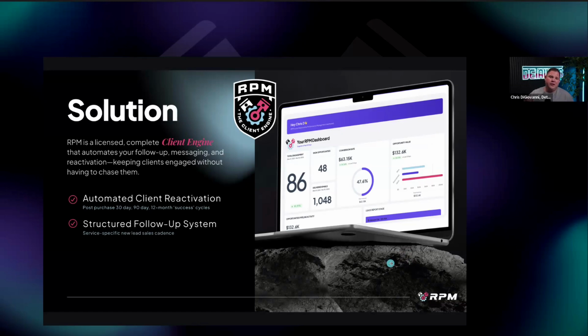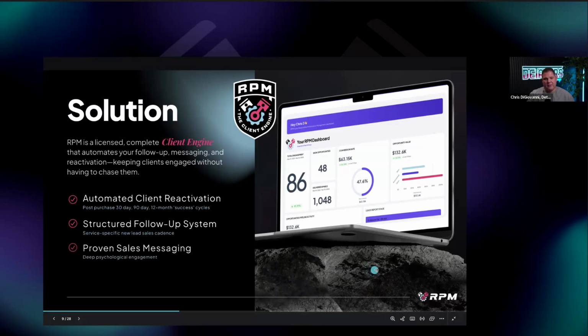We have a structured follow-up system for inbounds. What that means is there's a service-specific level of new lead cadence. If somebody comes in for paint protection film, window tint, ceramic coating or detailing, guess what? None of that messaging is the same. They have a very specific type of cadence, a very different type of sales process, and a very different type of messaging overall. And it's super important to get that right.